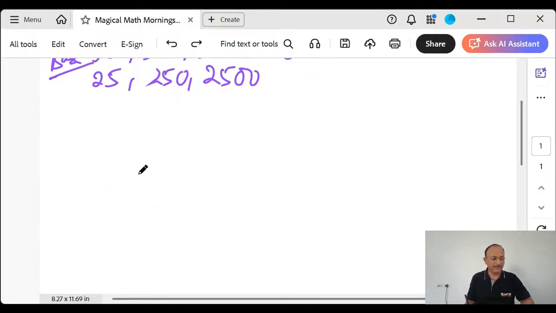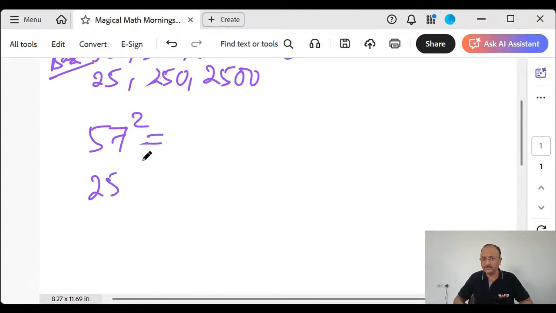First, let's start with a simple number, 57 square. Will you type the answer in the chat? The base is 25 here because 50's half is 25. Do it quickly and write the answer in the chat box. For this, you are going to add the units digit. 25 plus 7 is 32.